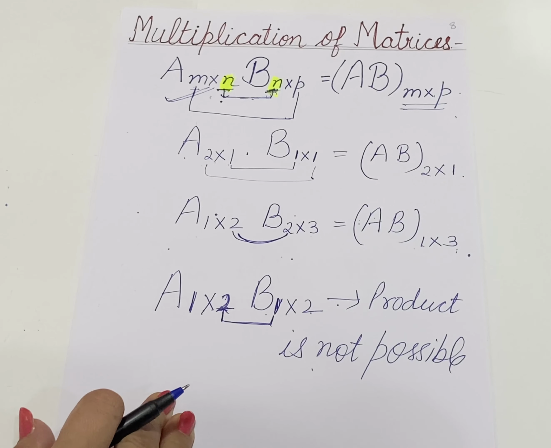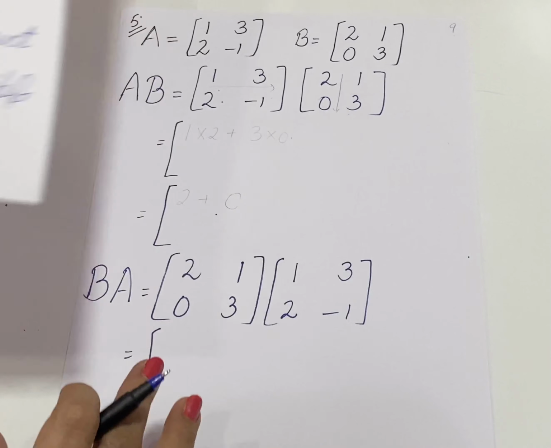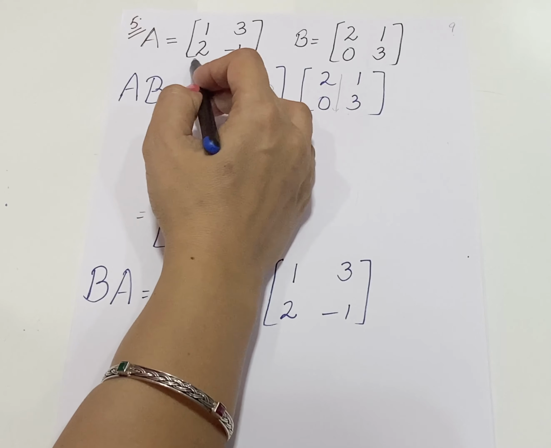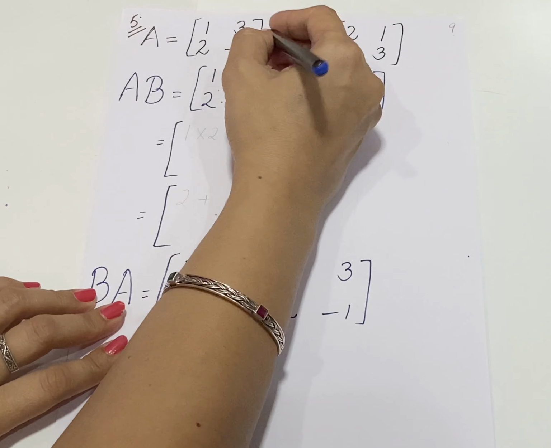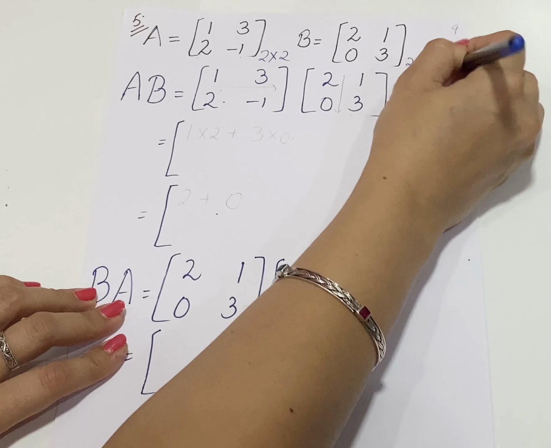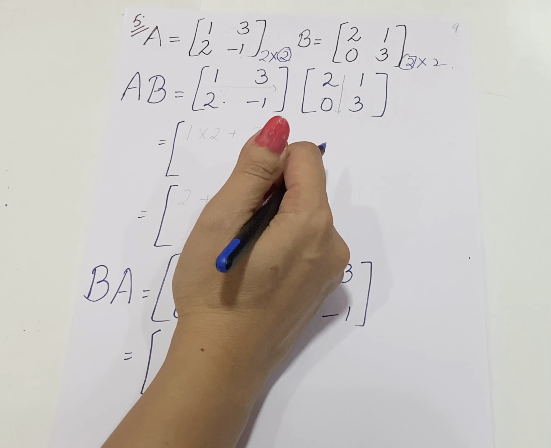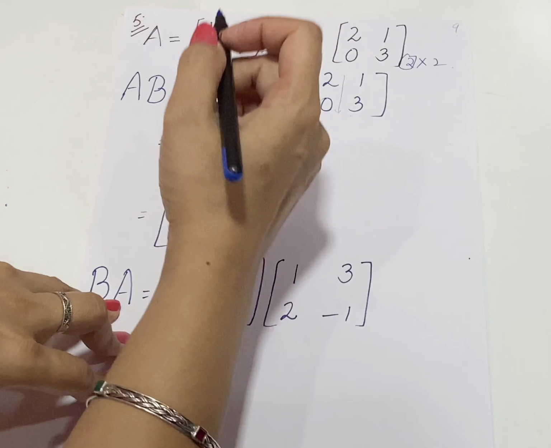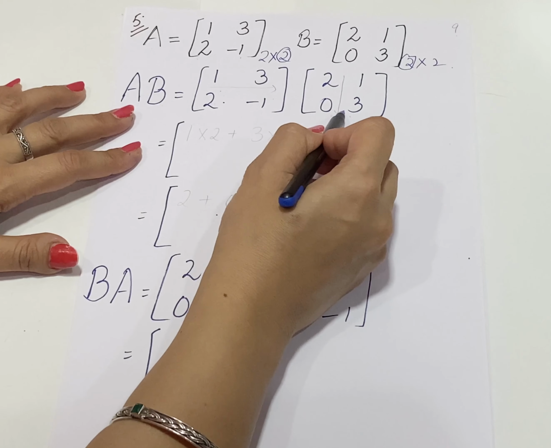Now how this multiplication is done, I'll explain to you with the help of an example. Matrix A is 1, 3, 2, minus 1 and B is 2, 1, 0, 3. Now the order of matrix A is 2 by 2. The order of matrix B is again 2 by 2. So you can check the number of columns of this is equal to the number of rows. Therefore, the multiplication is possible. Right? Now see how we are going to multiply. You need to write it in a proper order. If it is A into B, first write matrix A, then matrix B.